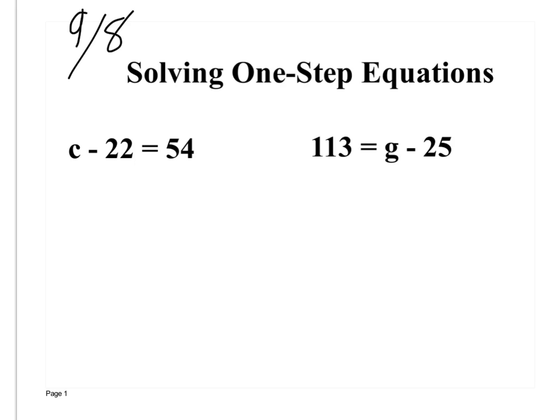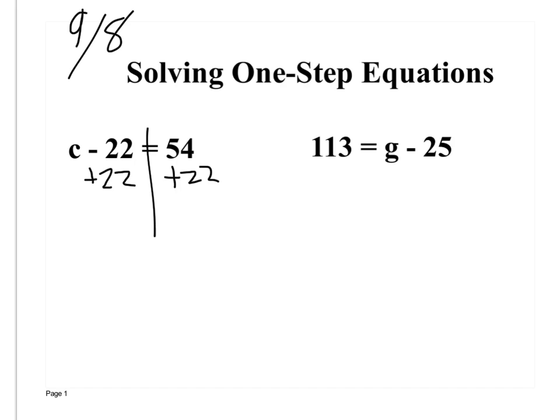C is one number. Okay, so what I do is I look at what's being done to c. Okay, I read out loud. I'm subtracting 22 from it, and I do the opposite. If I'm subtracting 22 from c, then I add 22 to both sides.